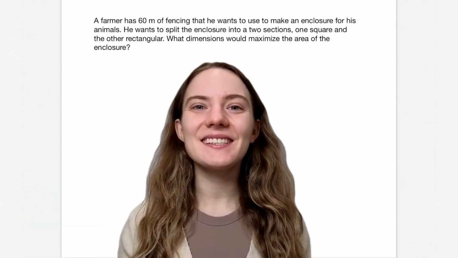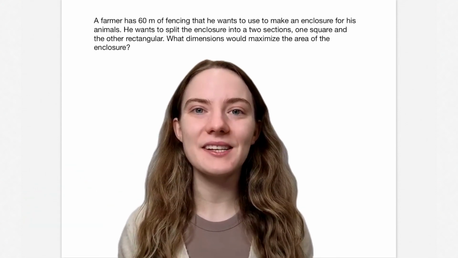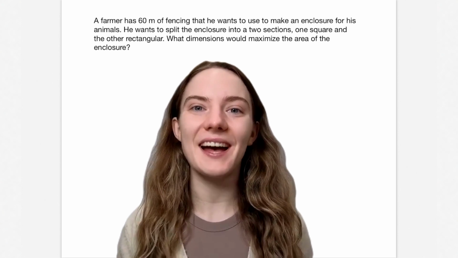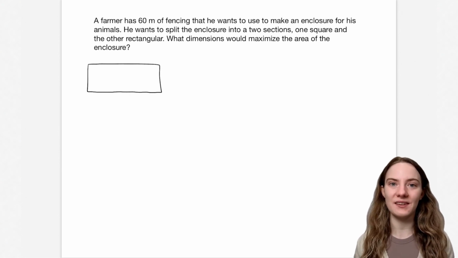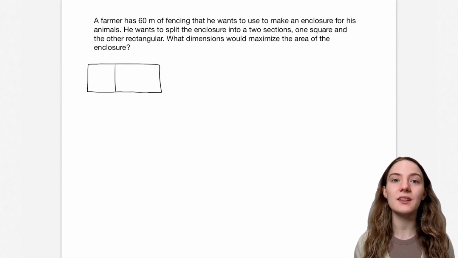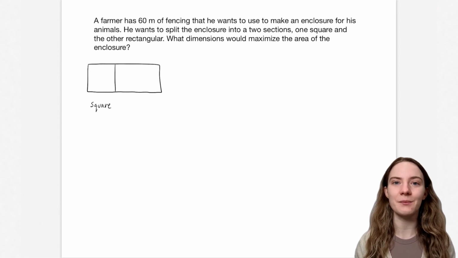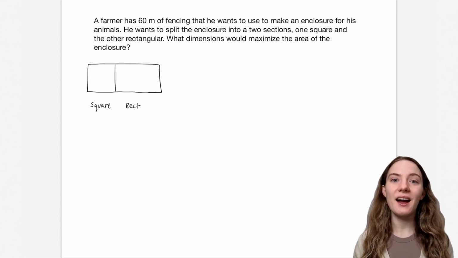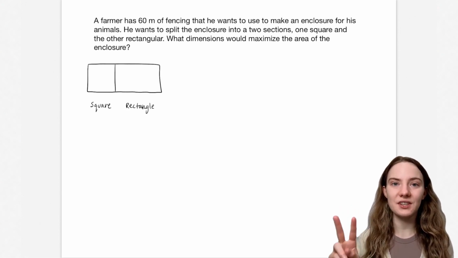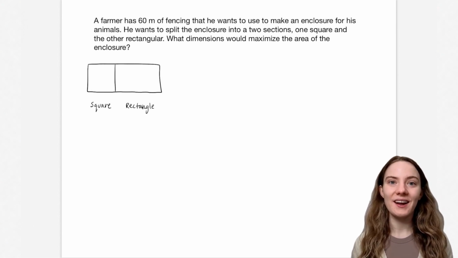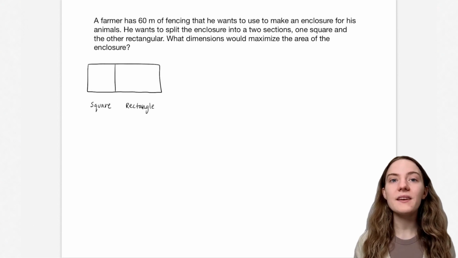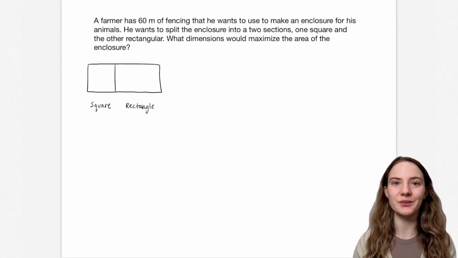Hi everyone! Today we're going to answer this optimization word problem using calculus. So in this question, we have a farmer and he has 60 meters of fencing that he wants to use to build an enclosure for his animals. This enclosure has to be split into two sections, one square and one rectangular. And we want to figure out what dimensions will maximize the area of this enclosure.